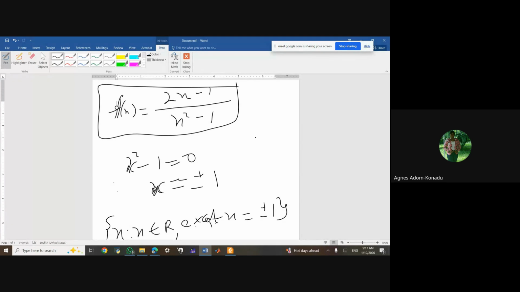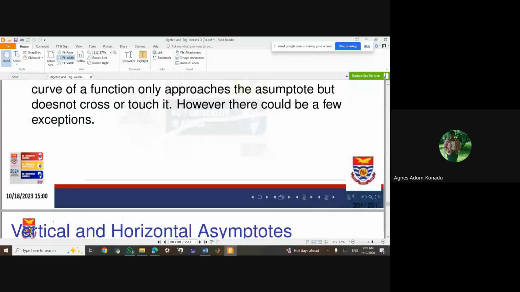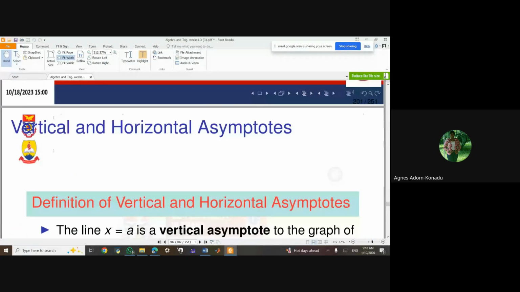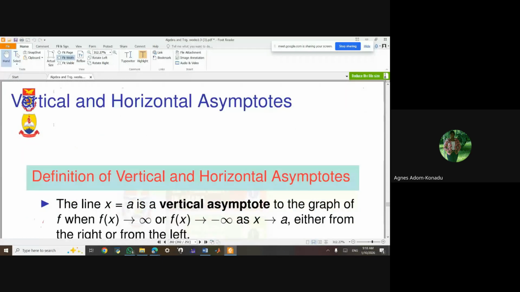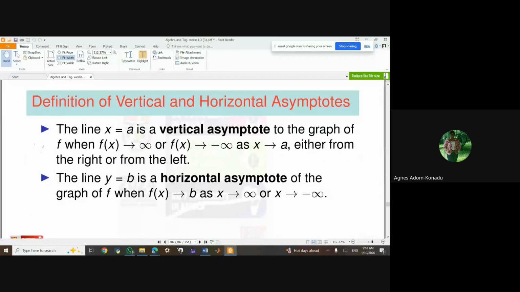So you find the inverse, and then after finding the inverse, the domain of the inverse, you use the same approach, and that will be the range of the function. Okay, so we are continuing. When you have a rational function and you want to sketch it, after finding the domain and the range, we have what we call asymptotes.